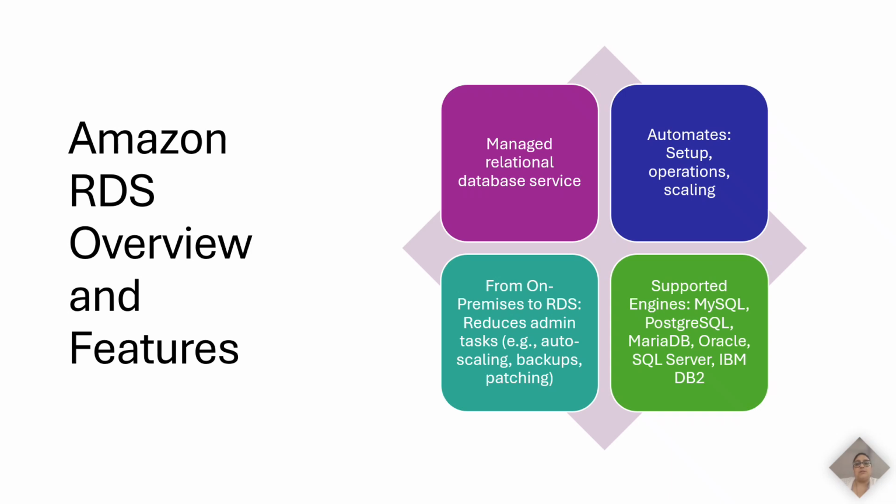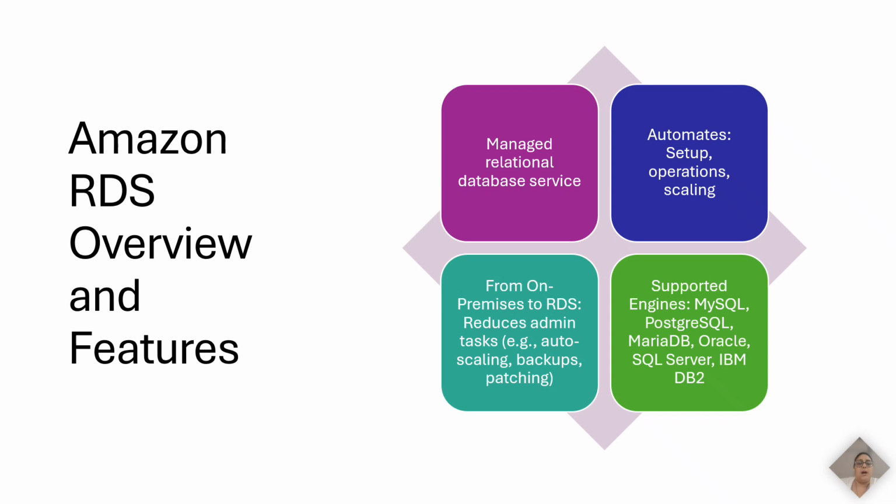Amazon Relational Database Service, or RDS, is a fully managed service that sets up and operates relational databases in the cloud, addressing those unmanaged challenges head on. Instead of handling hardware, networking, HVAC, or even OS patching yourself, AWS takes care of it. If you're migrating from on-premises, RDS offloads tasks like scaling, high availability, backups, and patching so you can focus on application optimization.